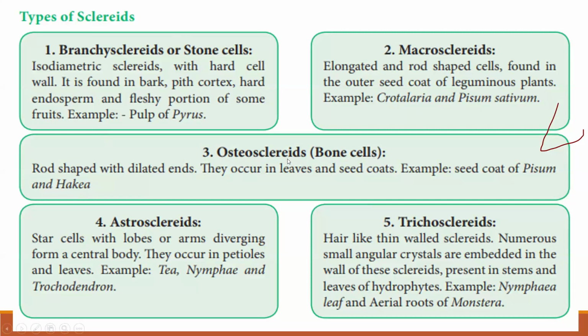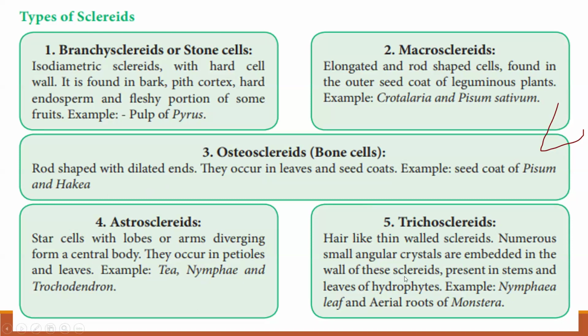Astro means bone-shaped cells, mainly seen in the leaves and seed coats. Example is seed coats of Pisum and Hagia. Next one is the astro, that is the star-shaped. They occur in the petioles and leaves. Example is tea, nymphaea, and rhododendron.